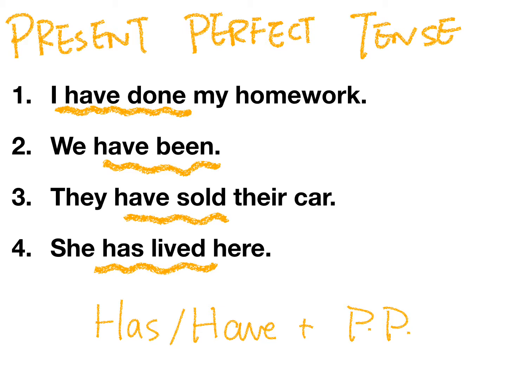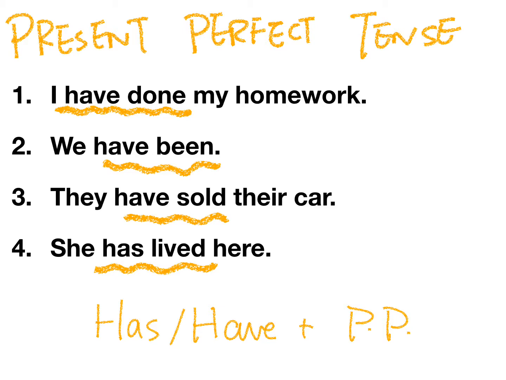So take a look at these sentences. Number 1, I've done my homework. Number 2, we've been there. Number 3, they have sold their car. Number 4, she has lived here. So in all these sentences, you don't see an exact time, no finishing time. You don't know when these actions were done. You just know that they were completed.